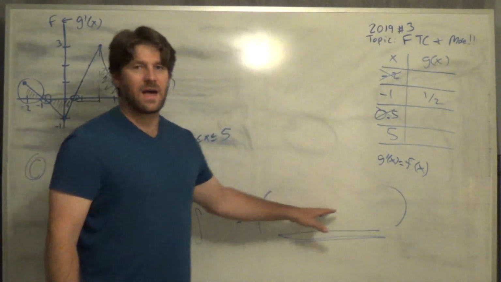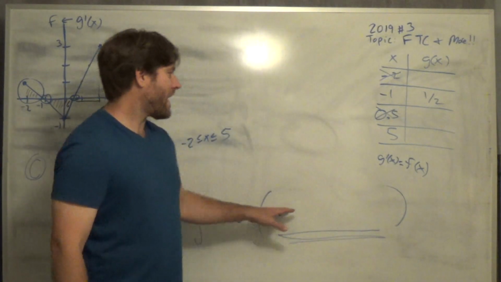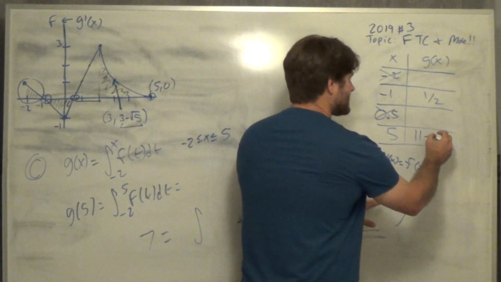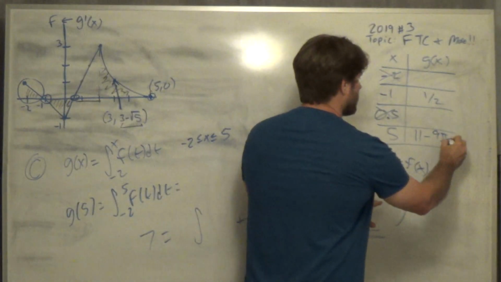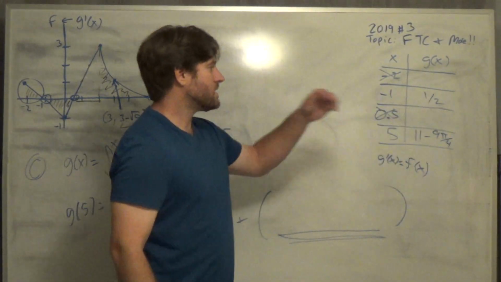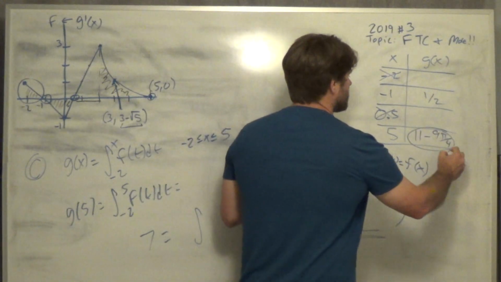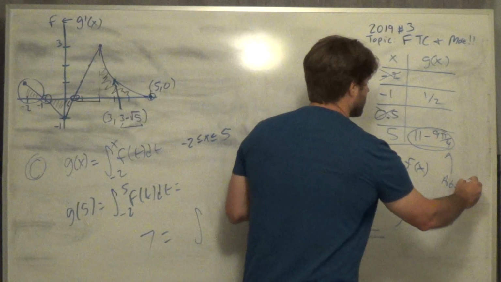When I say I already simplified it, I already looked online, so I don't have to copy down all of this. I'll just tell you what it was. It was 11 minus 9 pi over 4. And maybe you don't know which one of those is bigger. I will tell you this one is bigger, so that's the absolute max.